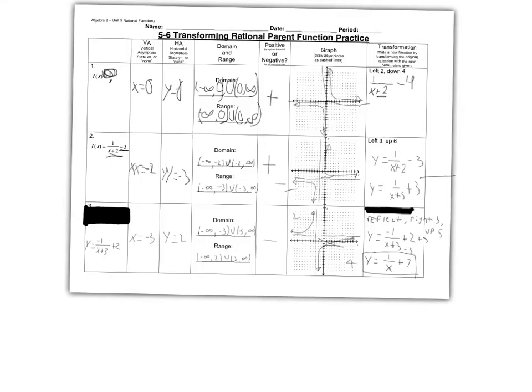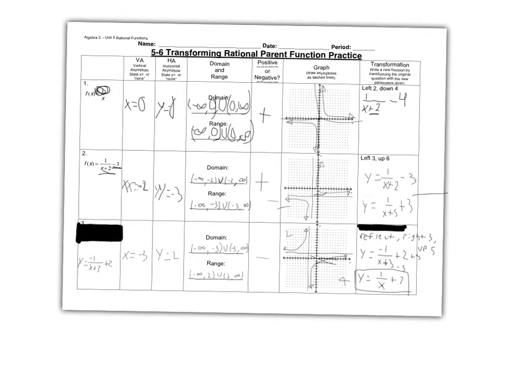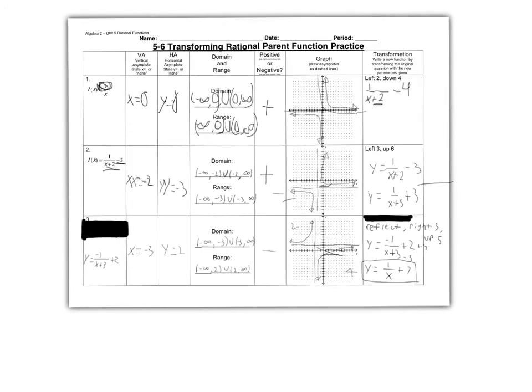So this is the end of the video, and we'd like to thank you for watching. We hope that this helped you in transforming rational parent function problems and graphing them, finding if they're positive or negative, finding the domain and range of your functions, and your vertical and horizontal asymptotes. Also transforming them to find new functions. Once again, thank you for watching.